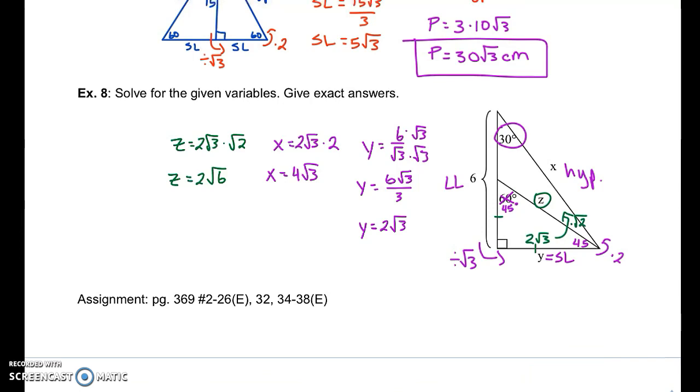Once again, you need to always start with the larger triangle and then get the outside sides. And then move to your inside triangle. Alright, that's the end of notes.